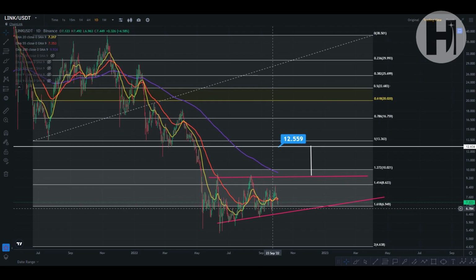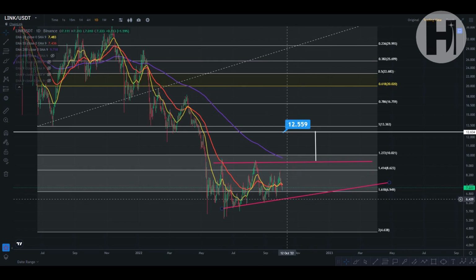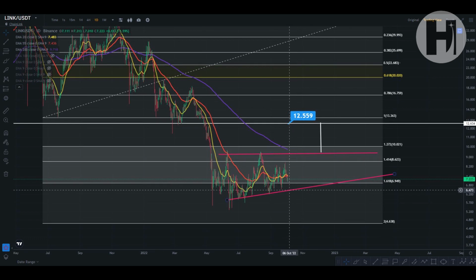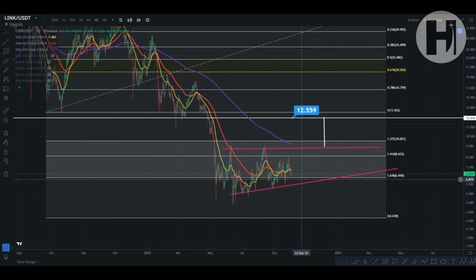You have a couple of support levels down below you. Look out for the support of this pink trend line. That's a great entry in my opinion. And anything below $7 really is a steal in my opinion.